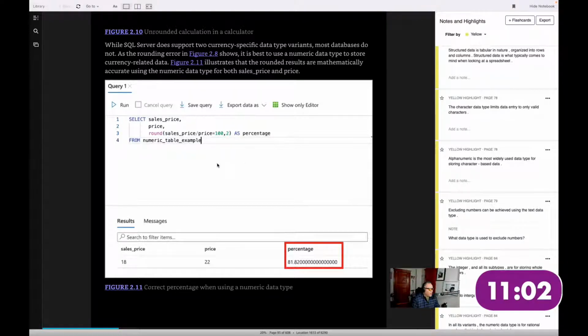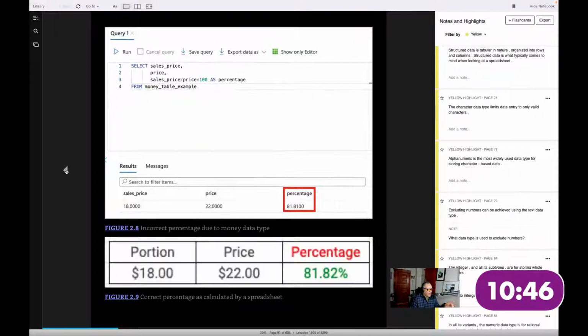We're a couple of minutes away from our break. But what we've been talking about is he's going through the different data types. So he's talking about rounding, and what I'm trying to see is what is different that he did here. So here he's just saying select sales price and sales price divided by price times 100, make it into a percentage. Okay, that's easy. And getting it from the money table, that's easy too.